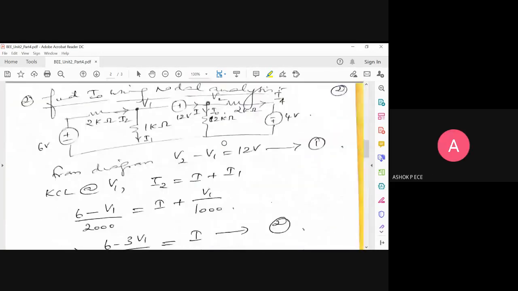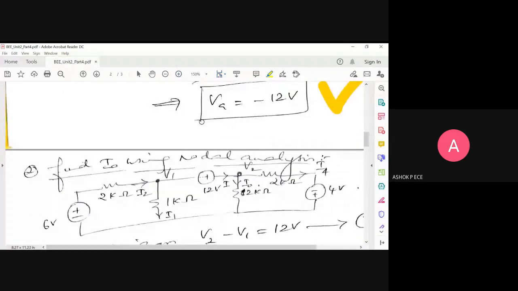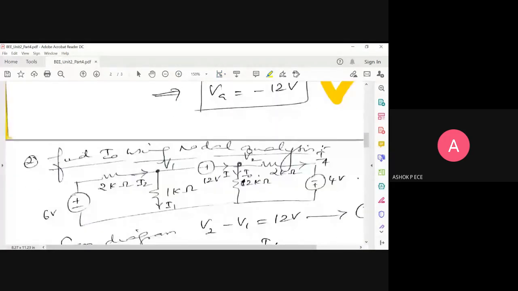Okay, sir. Take the next problem. See the next problem on the screen. I think you are able to see it. You have a three-loop circuit, and as soon as you see this voltage source between the two nodes, you have to come to the conclusion that you are going to use the supernodal analysis method. You'll be using the supernodal technique. 2 kilo ohm, 1 kilo ohm, 12 volt, 2 kilo ohm, again 2 kilo ohm. They're asking to find I naught using nodal analysis, and I naught is the current flowing through this 2 kilo ohm. And here you have 6 volt and 4 volt, and between the nodes you have 12 volt.